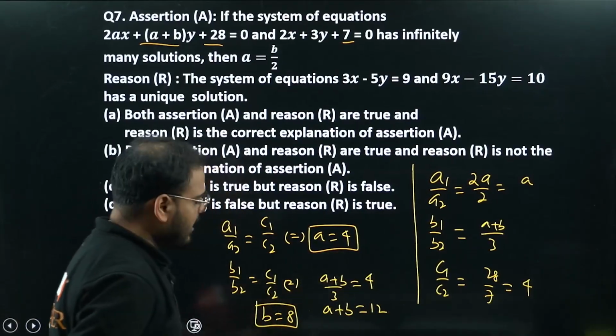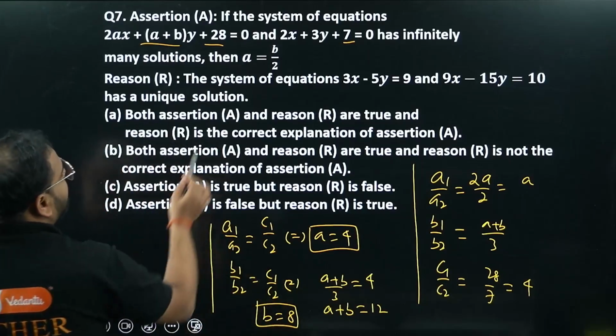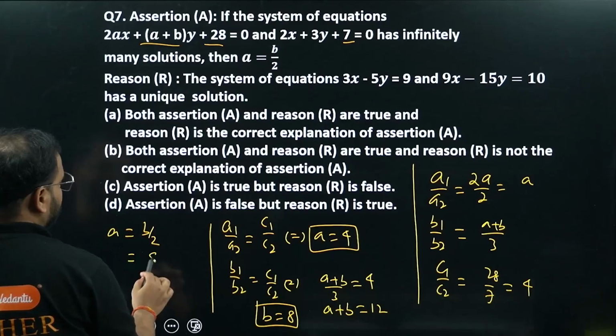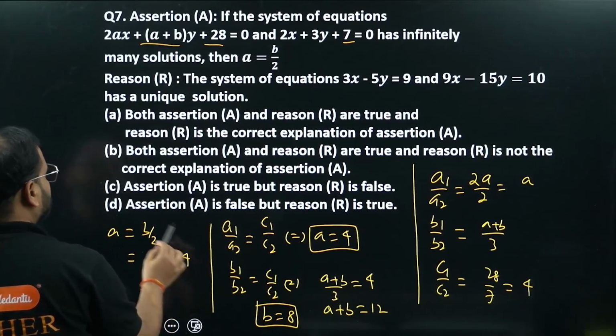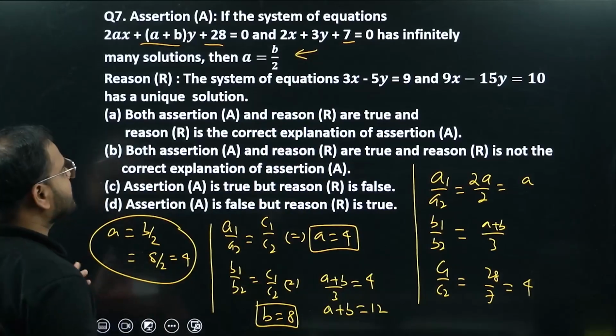A is 4. A plus b is 12. It means b equals 8. Please check, a equals what? b by 2. What is b? 8 by 2. How much is that? 4. So it is correct, right? What they've given over here is right only. It means the assertion is correct.